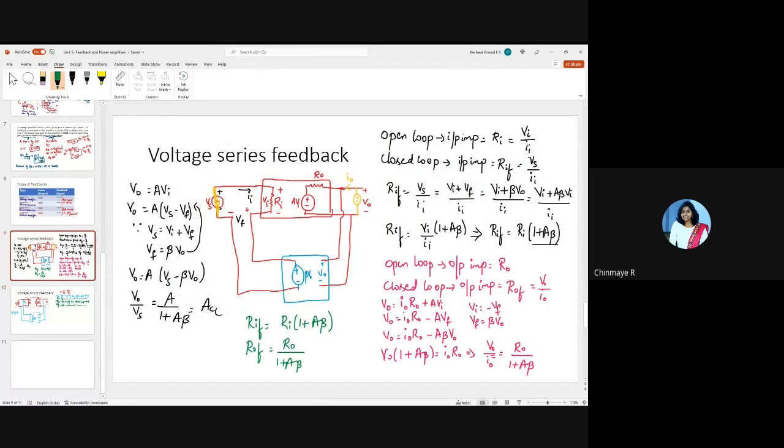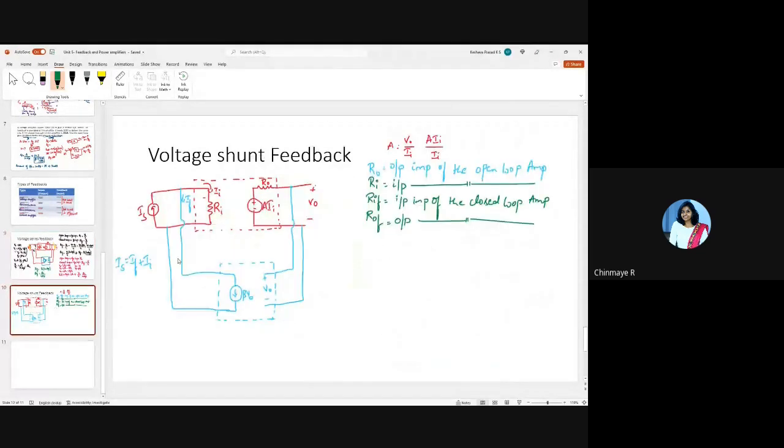Look at this. Whenever we sample something in shunt, here the output is sampled in shunt, right? So you see that the output impedance here has decreased. You fed back the voltage here in series, which means the input impedance has increased. So even intuitively, whenever there is a shunt, there is a decrease in the resistance in that part. Here you have a shunt both at the output as well as at the input. So intuitively, you can say that both the input and the output resistances decrease by a factor 1 plus A beta.